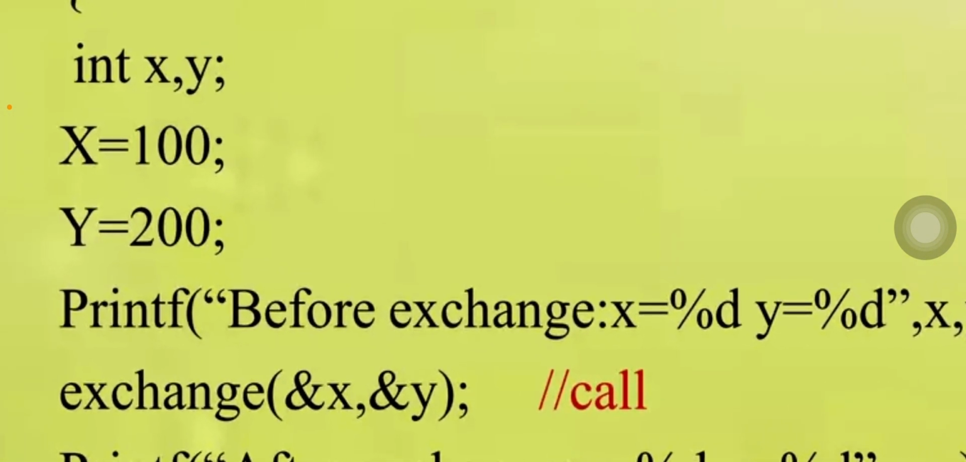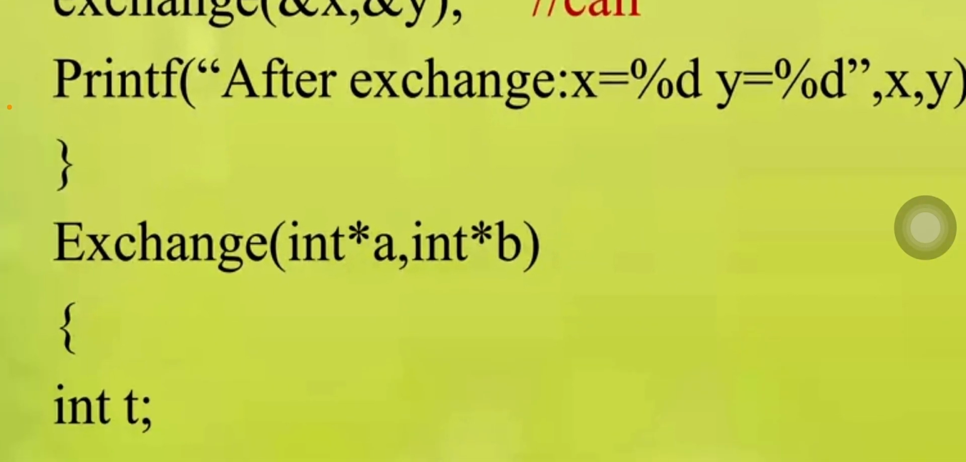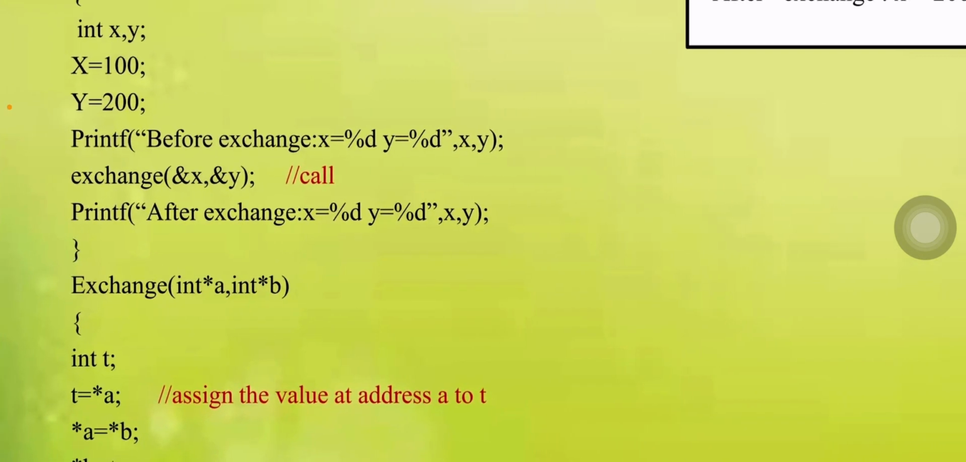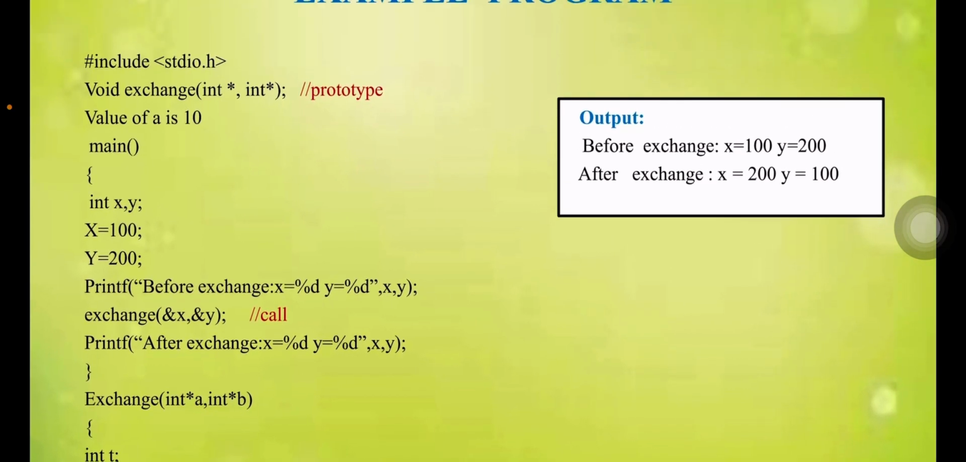Here in this statement we have passed the addresses of the actual parameters x and y to pointer variables a and b, and with the help of this a and b both are pointing to the values of x and y, and the exchange process has taken place in the actual addresses of x and y. So at the end, when we are printing the values of x and y, actual exchange has taken place.